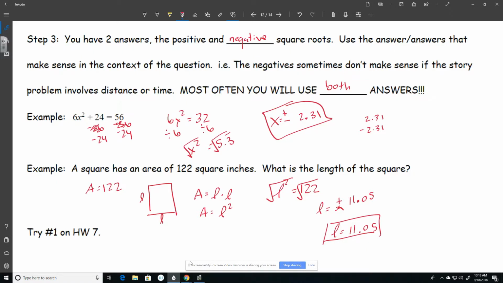You're going to have to be the judge. Does the negative make sense? If it's a story problem, you're going to have to make that decision if it does or doesn't. So go ahead, try number 1 on homework 7, pause the video, give it a shot, see how you do. Come back when you're done.